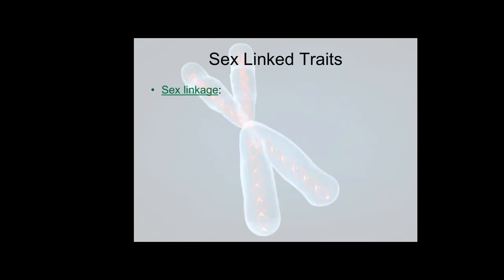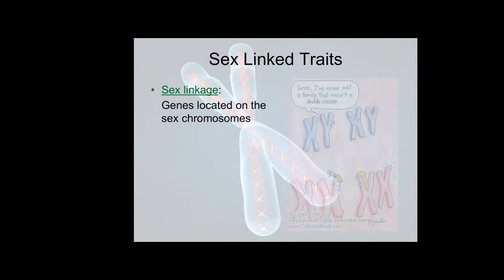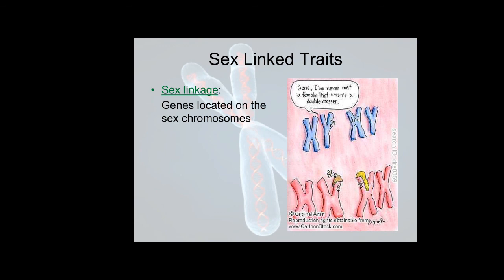Another topic you need to know relates to genes that are linked to the sex chromosomes. Women have two X chromosomes and men have one X and one Y chromosome. Note that the Y chromosome is slightly smaller than the X. Some genes are found on the X chromosome and some are found on the Y chromosome, and these are called either X-linked or Y-linked traits.